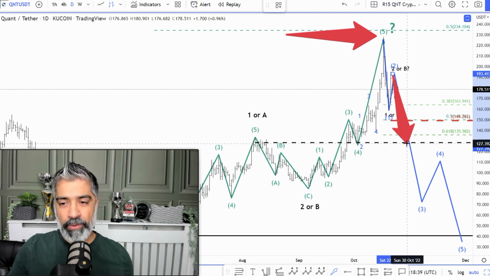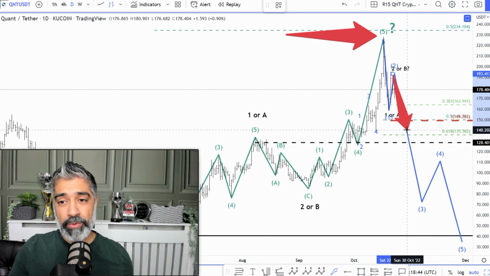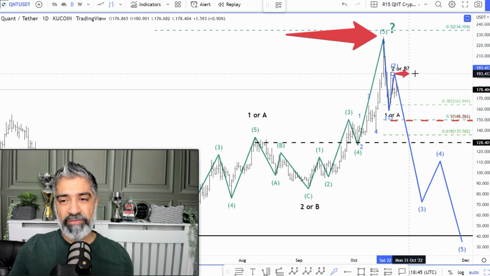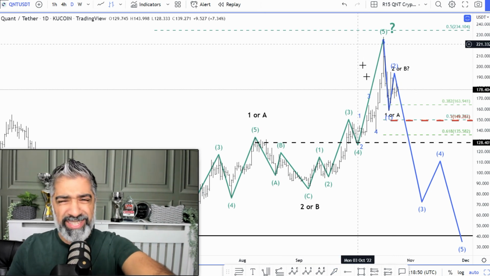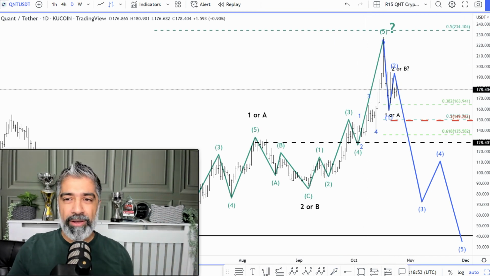If this doesn't hold, we're probably going to get continuation. If this holds and we get a reversal and the price goes back up, especially if it goes above this point, then it looks like bullish behavior. So we covered a lot today, a lot of detail today, but that's just the paradox of trading.